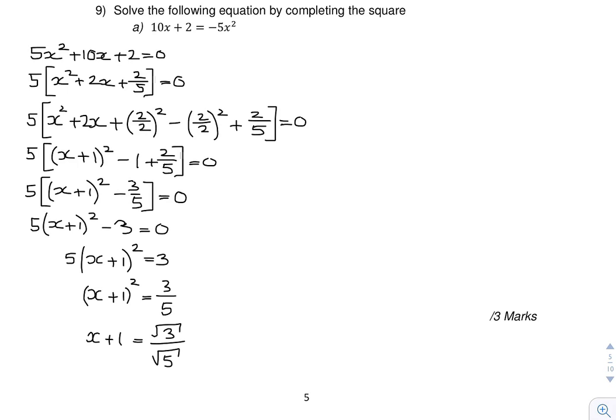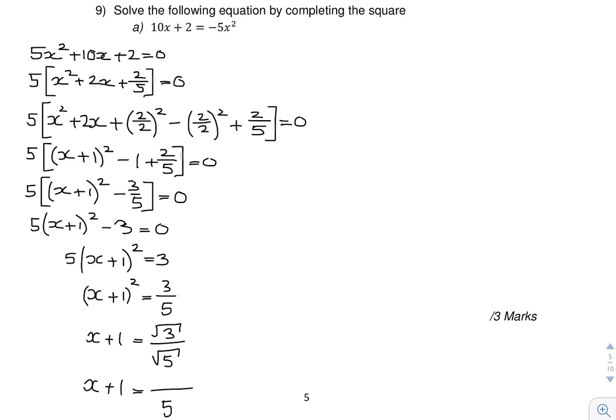Having a surd on the bottom of a fraction is poor mathematical notation, so this root 5 is something that we want to try to get rid of. And we can actually, it's a simple removal. If you multiply top and bottom both by root 5, the square roots on the bottom will cancel, and the top will become the square root of 15. That is mathematically more correct.